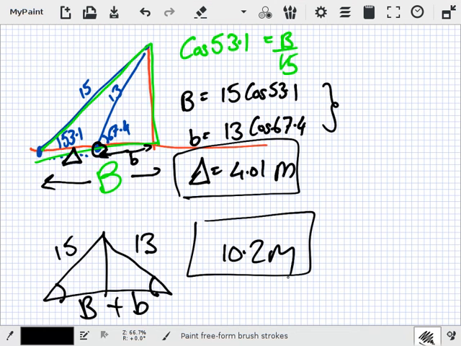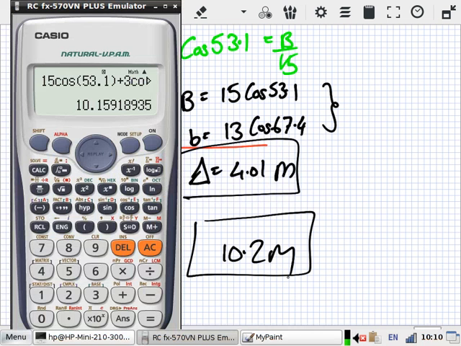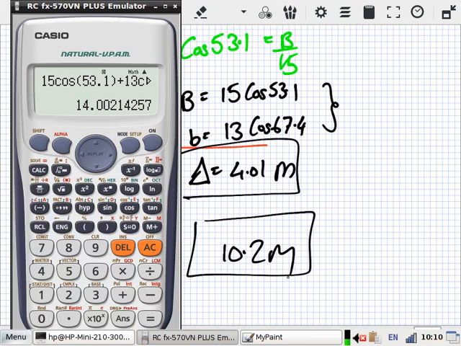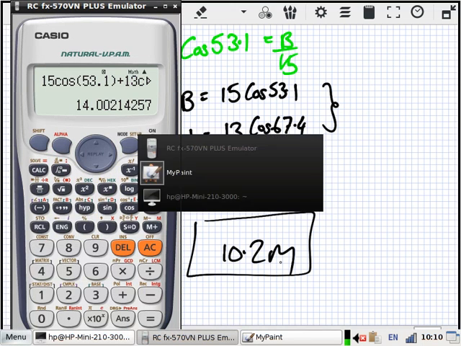What the heck? That's not right. I got 14. Did I make a mistake? Oh, yeah, sorry, I lost a number here. 13, not 3. 14, yeah, 14.